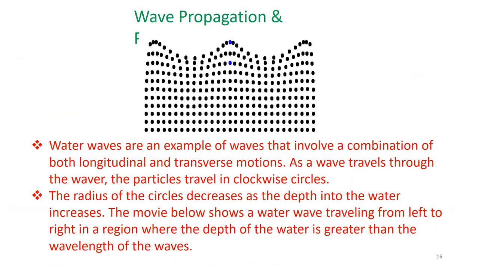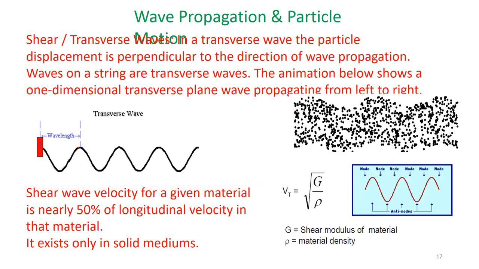Water waves are an example of waves that involve a combination of both longitudinal and transverse motions. As a wave travels through the water, the particles travel in clockwise circles. The radius of the circles decreases as the depth of water increases. The movie below shows a water wave traveling from left to right. I'll leave it; there is no movie here.